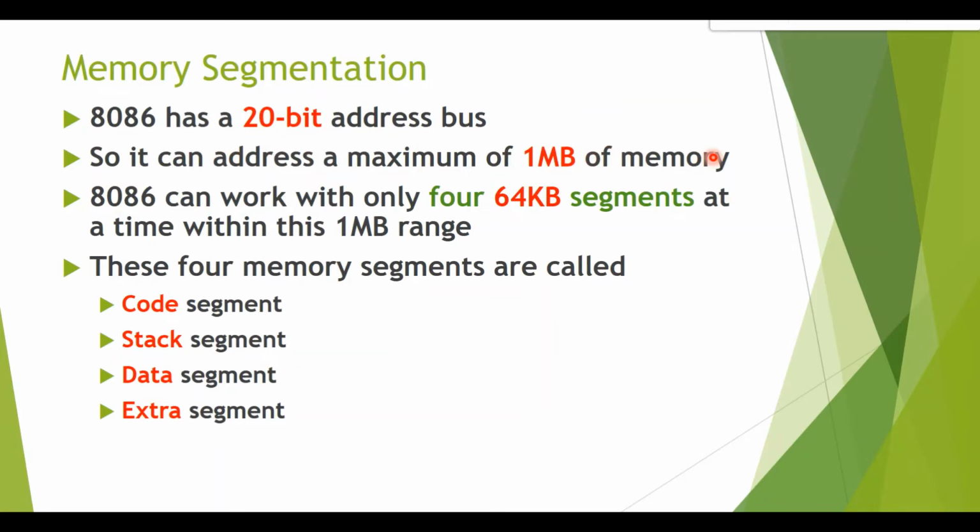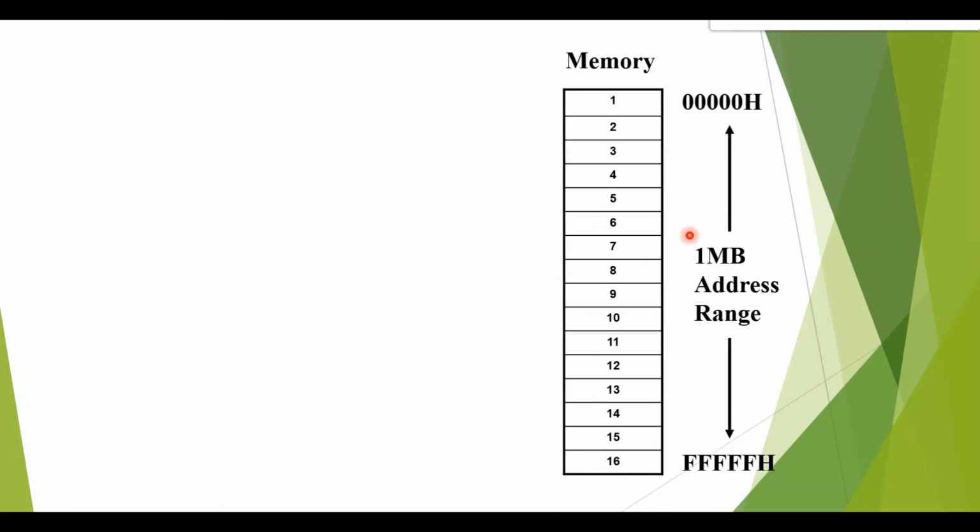Now this 1 megabyte of memory is divided into logical segments. So physically we have the 1 megabyte memory, but it is divided into 16 logical segments. Each segment is of 64 kilobytes, as we show in this figure. So this is the total 1 megabyte memory, and this 1 megabyte memory is divided into the 16 logical segments. Each segment is of 64 kilobytes.